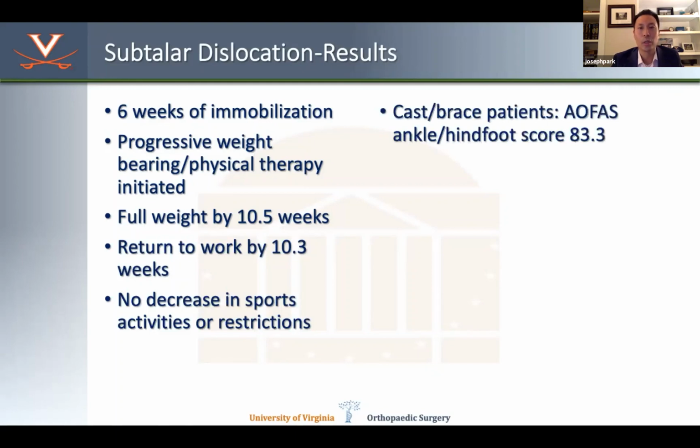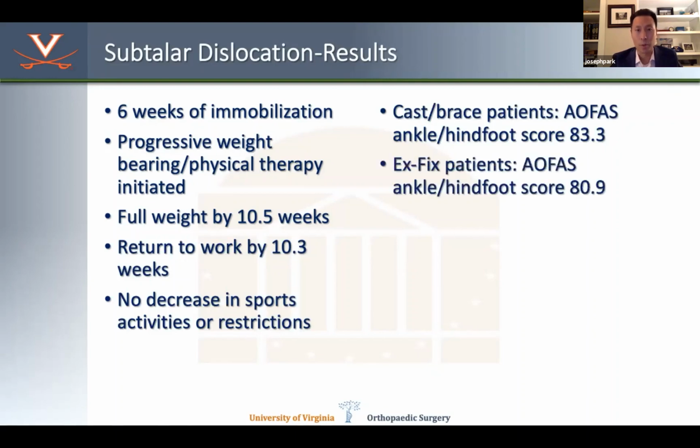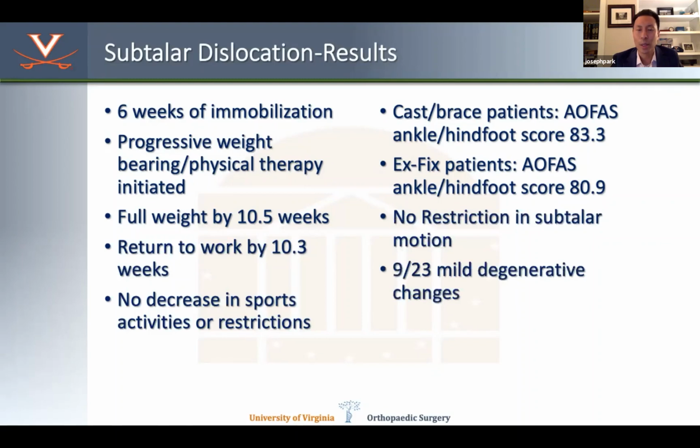Those patients who were treated in cast or brace, their AOFAS hindfoot score was 83.3, and X-fix patients was slightly lower, although not statistically significantly different, at 80.9. There was no restriction noted in subtalar motion. However, 9 out of 23 did demonstrate mild degenerative changes at full follow-up.